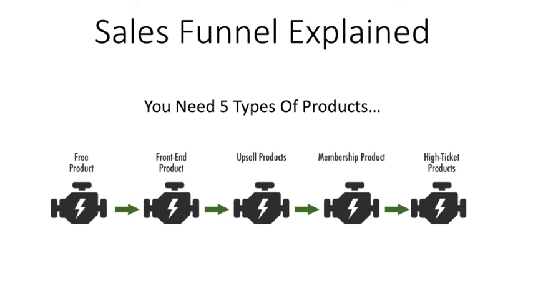So the 5 components or the 5 products that you're going to have in your sales funnel are, obviously, a free product to get people to opt into your list. You're going to have a front end product, upsell products, membership products, and high ticket products, guys. And we're going to go through each of these components in detail.